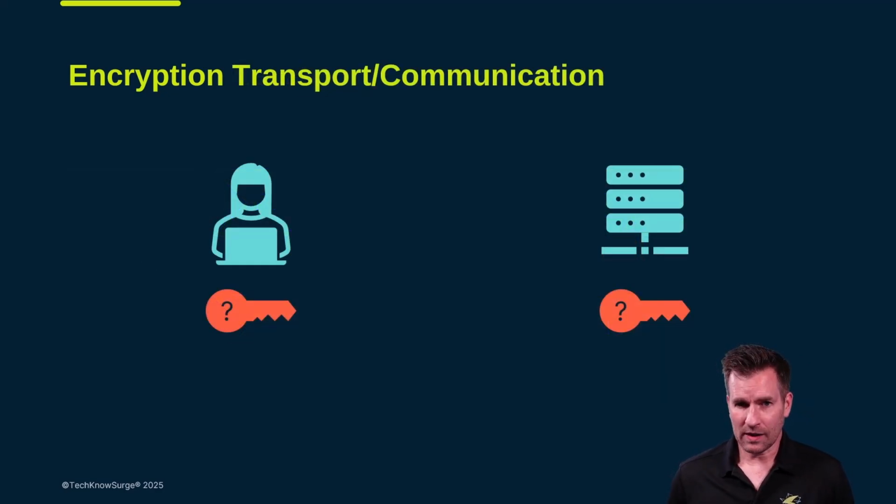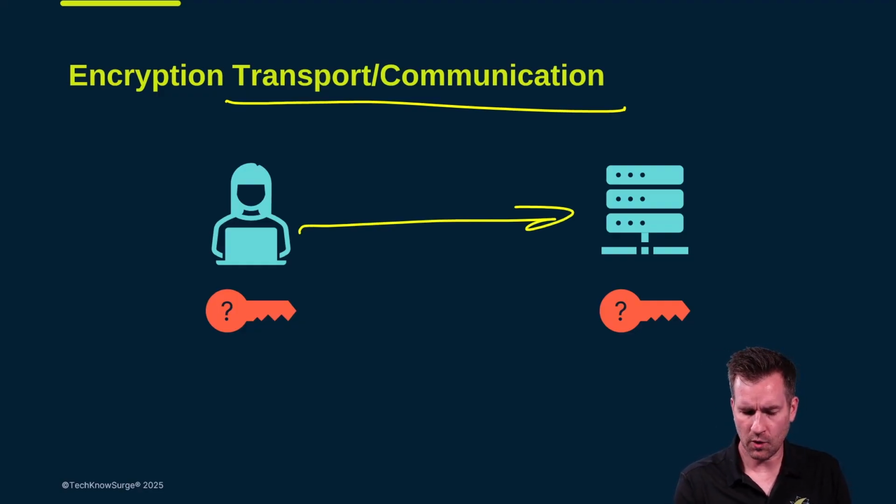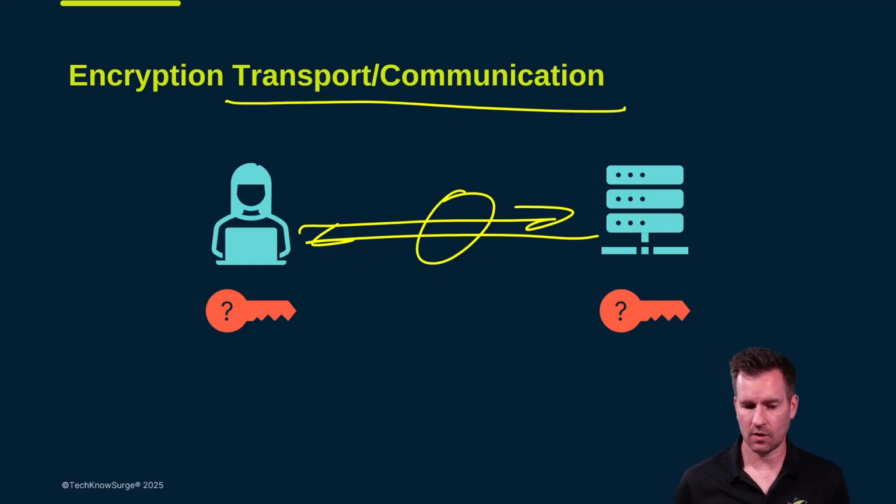One of the things that we really need to encrypt is when we're communicating. When data is being transported back and forth, that's one area where we really need to do a lot of our encryption.